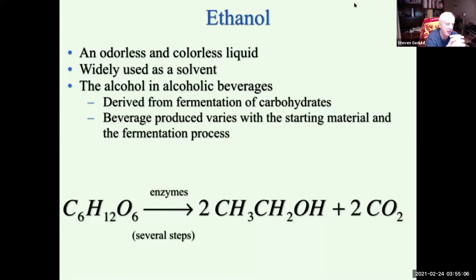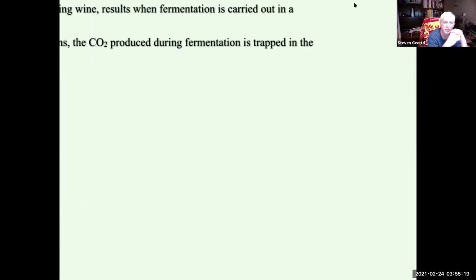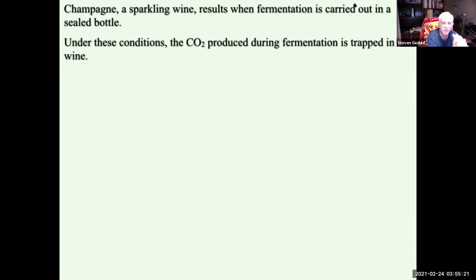Also, when you make champagne, all those little bubbles in champagne, that's the CO2 that's been trapped in it. So all that is carbon dioxide coming out of it. Those are your bubbles in champagne, or any alcoholic drink for that matter. So champagne, sparkling wine, fermentation is carried out in a sealed bottle. So it keeps the CO2 in place. That's why it bubbles. Under these conditions, carbon dioxide produced during fermentation is trapped in the wine. That's what makes it champagne.